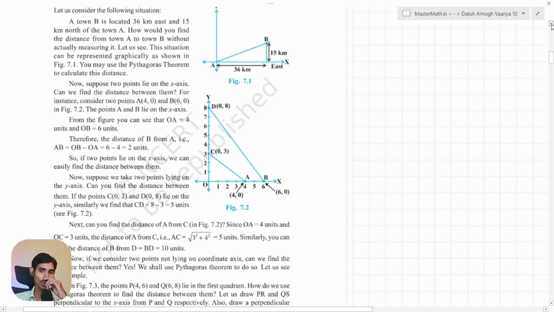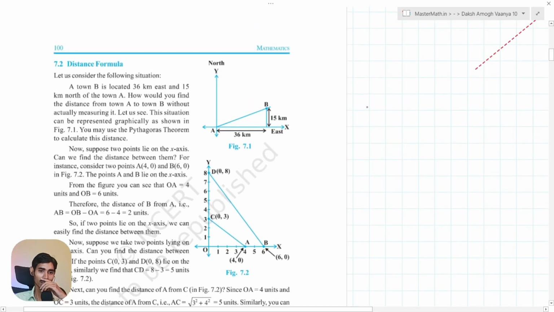Now we have 2 basic formulas in this, and first is the distance formula. Second is the section formula. The area formula is removed from the syllabus, so we'll not discuss that. So let us continue with the distance formula.